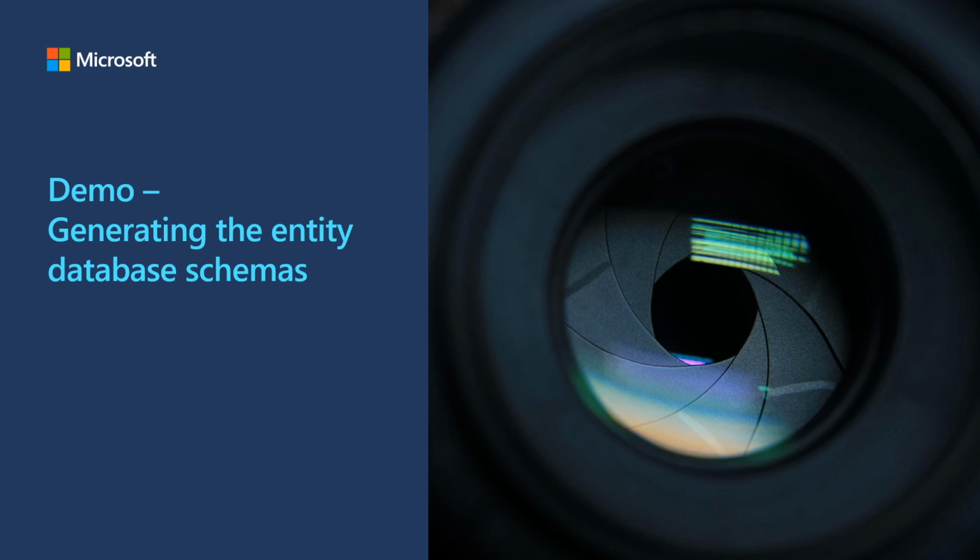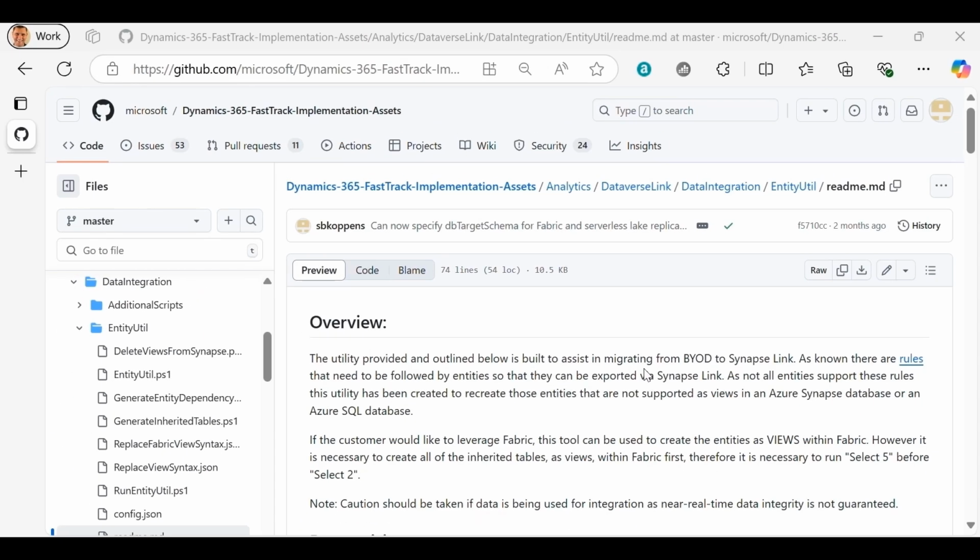Now, we will look at how you can generate a file containing the database schema information for the entities that need to be created. This is a relevant step irrespective of the target where you want to create the entities, and thus it is being shown here. In this part of the demo, we're going to look at how to use EntityUtil. EntityUtil is an open source toolkit that is available on GitHub, and we'll add a link to this site at the end of this presentation.